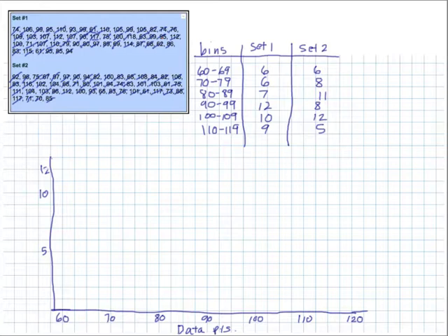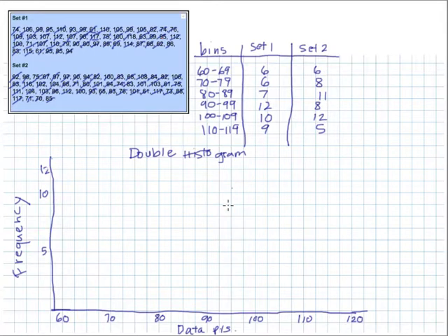Up along the side here, we have, oops, put this over here, frequency. Okay, and I'm just going to go ahead and put a title on here right away too. So I'm just going to call this double histogram because that's what it is. If I knew what this data represented, I would put a title on here that told me more about this data.